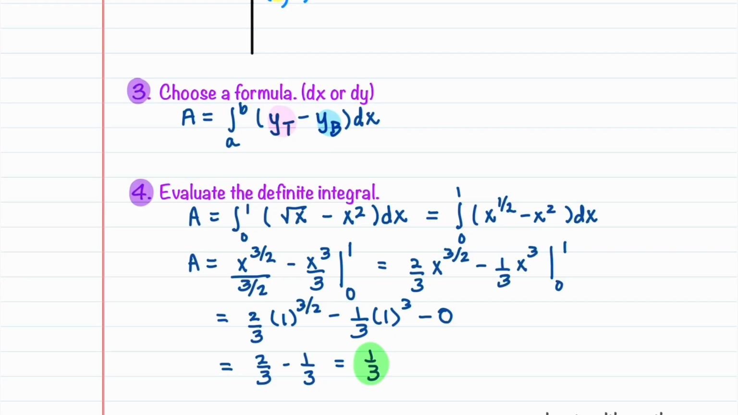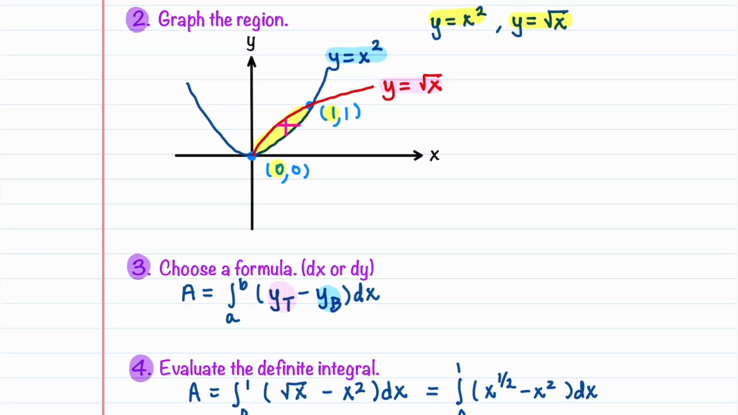I want to show you one more thing before we're done. One thing that you can do is you can draw a box like this, and you know that the area of that box is equal to 1 because each side is 1. So it makes sense that our answer is 1/3.